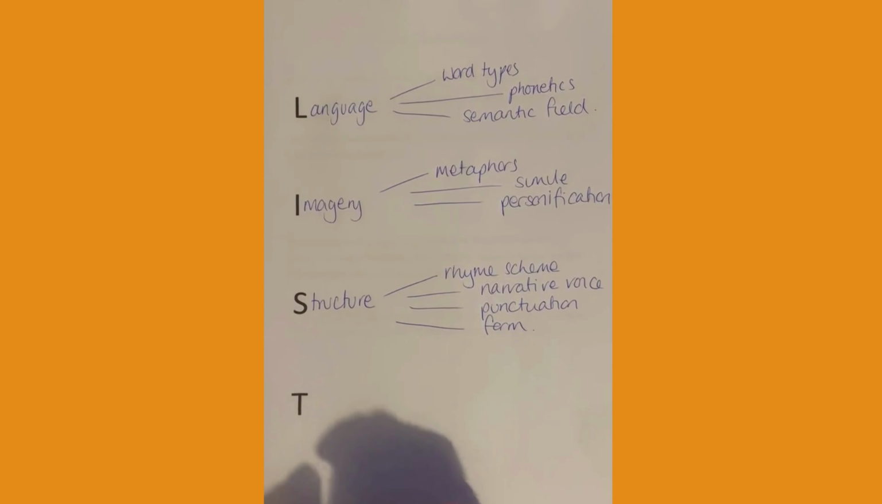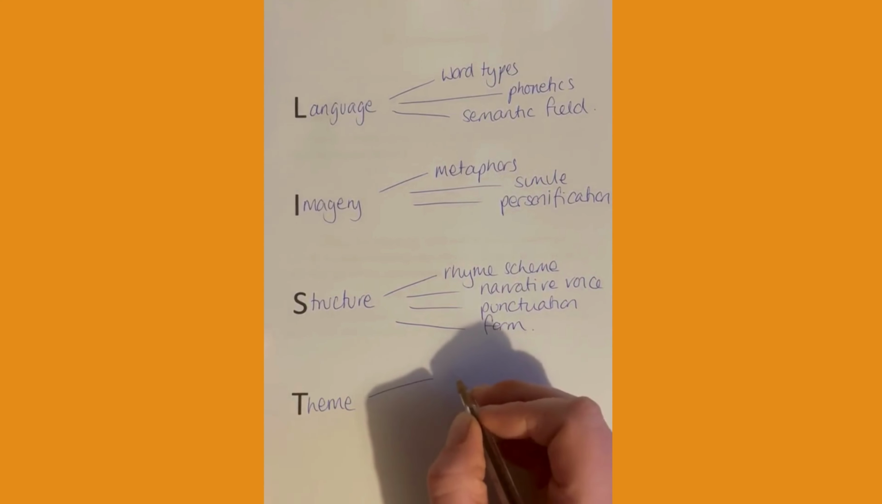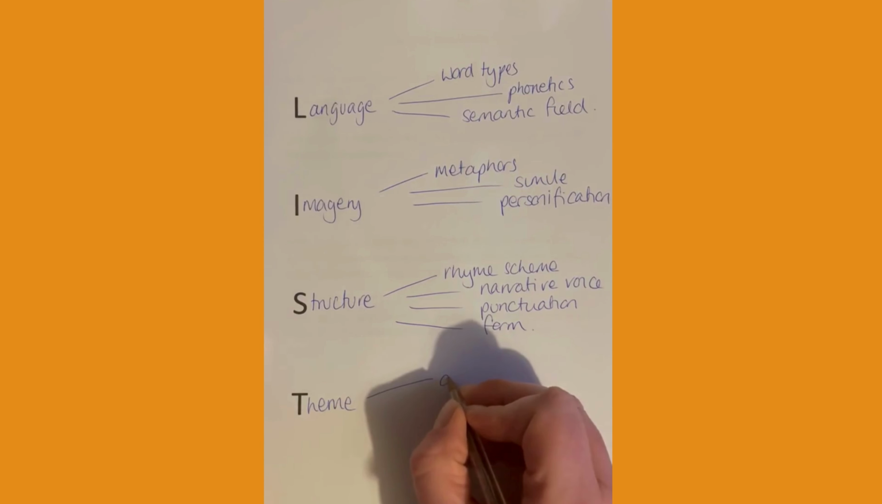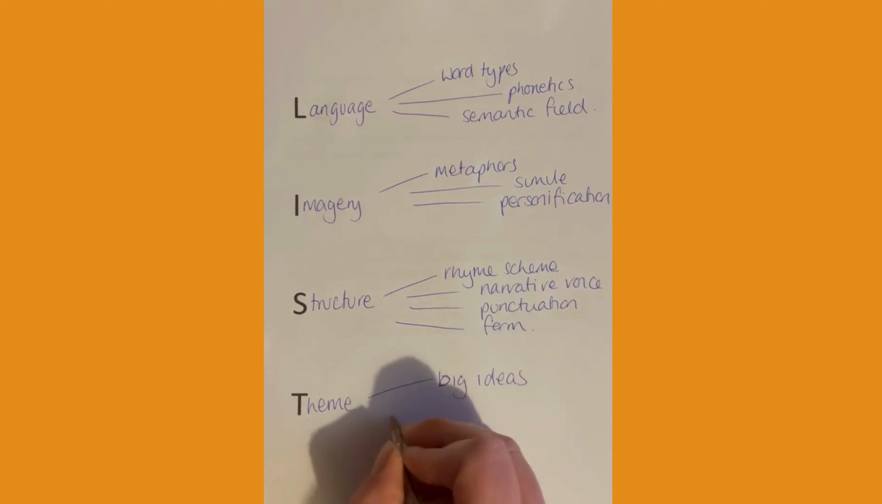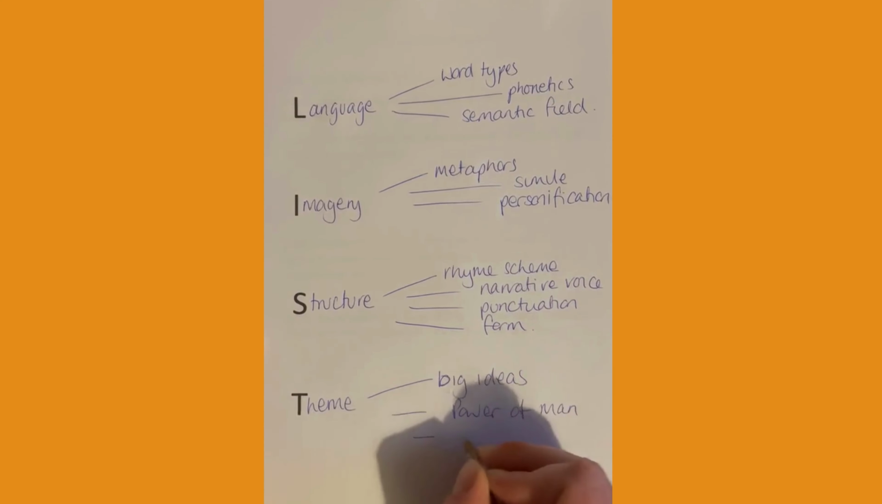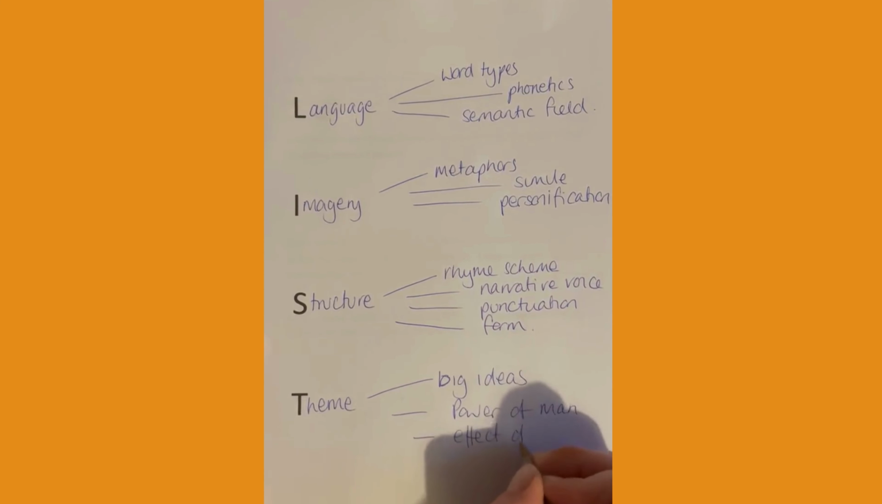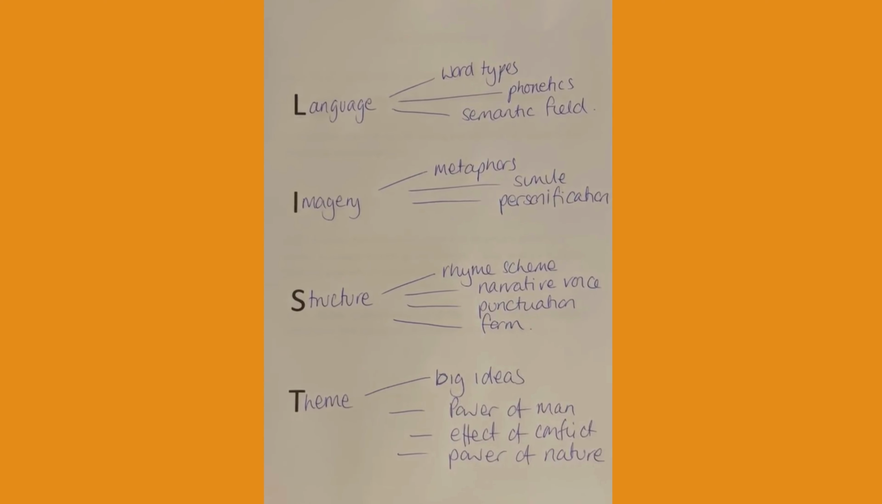And then lastly, theme. And this paragraph is your opportunity to say anything about the poem you've not yet got to say. So these are the big ideas. Now in Power and Conflict, we're looking at power of man, effect of conflict, power of nature, anything like that, and it gives you the opportunity to use any of the quotations that you've not yet used that you think you want to.